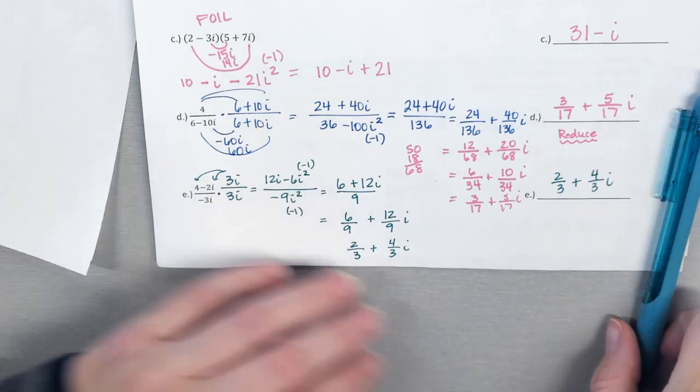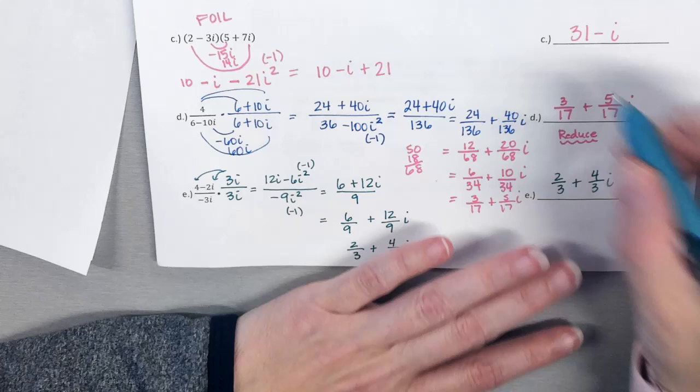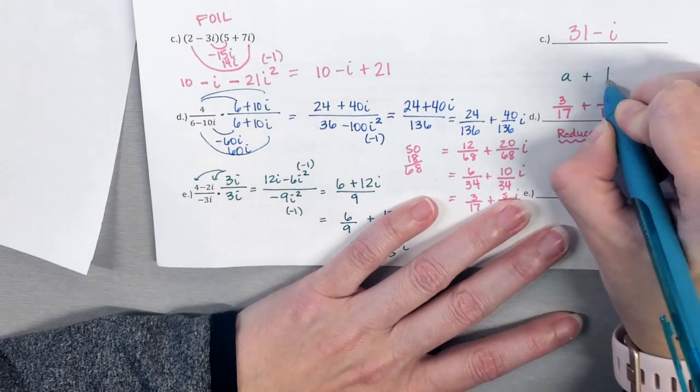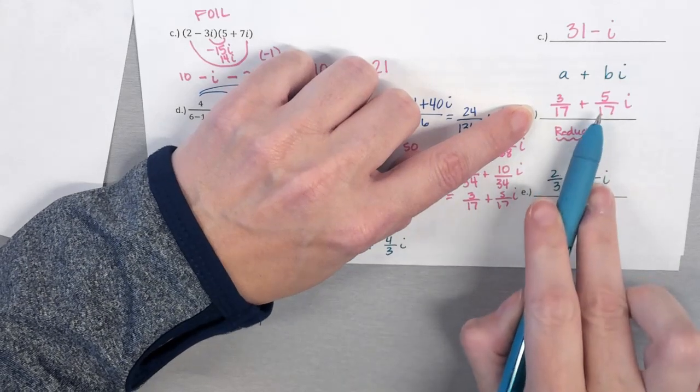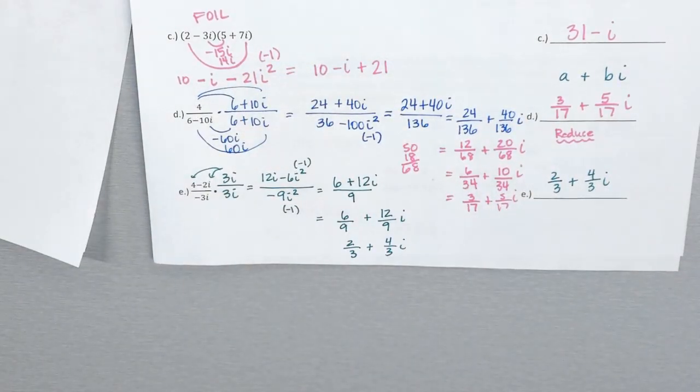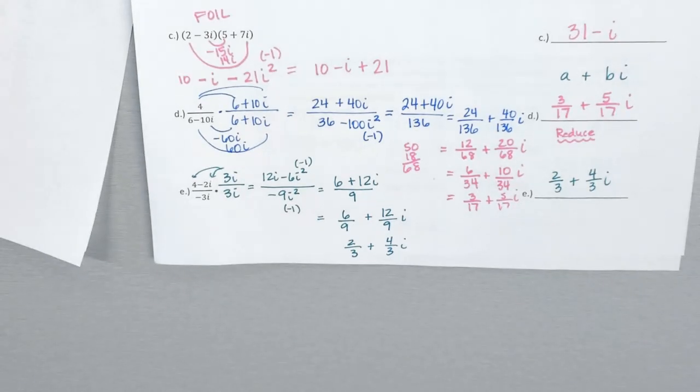Yes, so the only reason why it's incorrect is so that it's in the a plus bi form. So you want your real number separated from the imaginary term. Right? So if you got that far, the most I would take off is a point, and I would just cite the form. Okay, good. Any other questions for me on those?